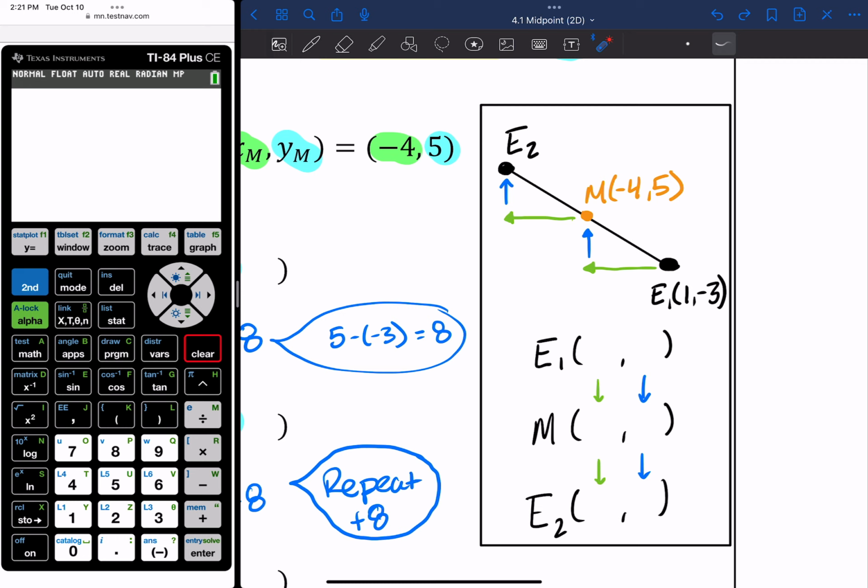The way that I answer this question is relatively easy. Think about it as a journey, a walking journey. The midpoint is a halfway point. So if I walk a certain amount of direction in the x and a certain amount of direction in the y, and I get to the midpoint, I just need to repeat that again, the x and the y, to get to the other end of my line segment. So I like to structure it like this.